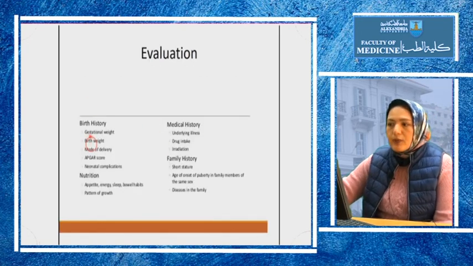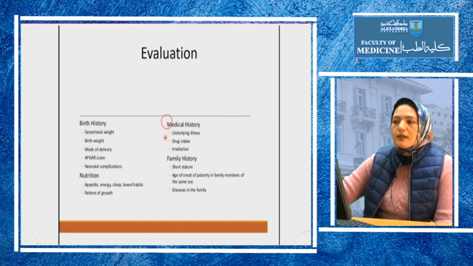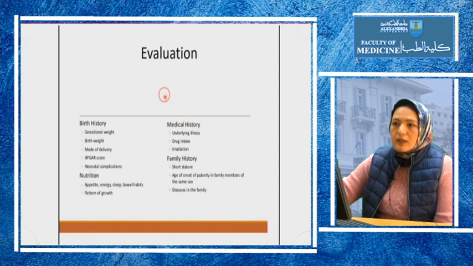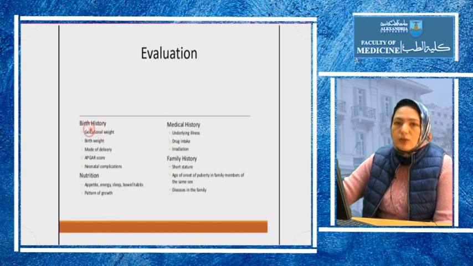So finally, we can summarize the evaluation of short stature regarding the causes and etiology of short stature, and this includes a detailed history from the patient or the parents. Regarding birth history, you have to ask about the gestational weight, because we mentioned that small for gestational age is one of the causes of short stature, and birth weight is one of the common factors that affect growth later on.